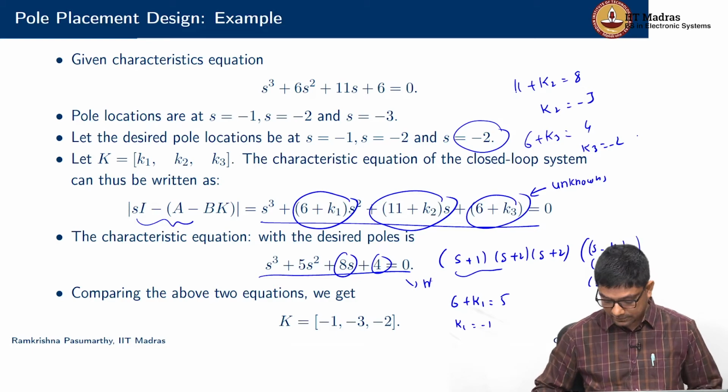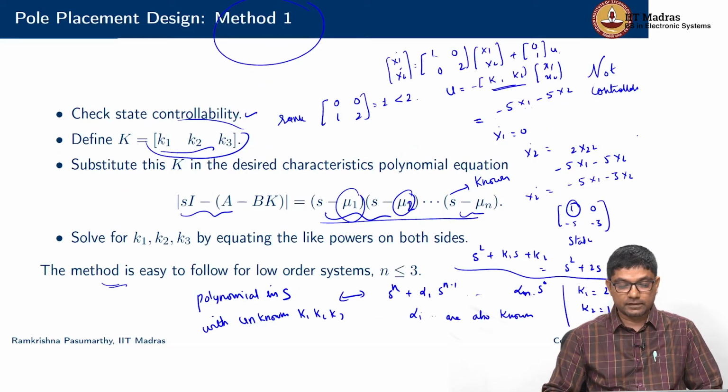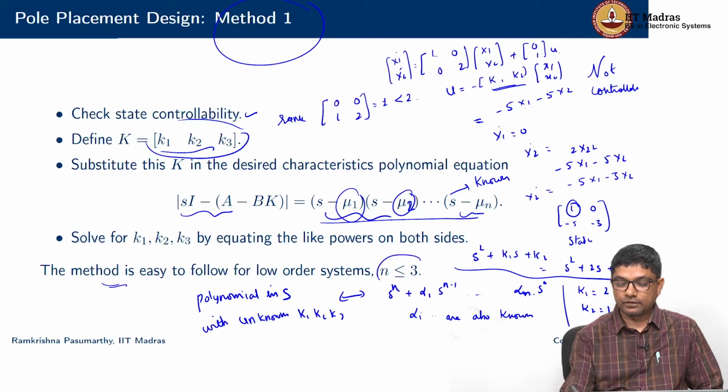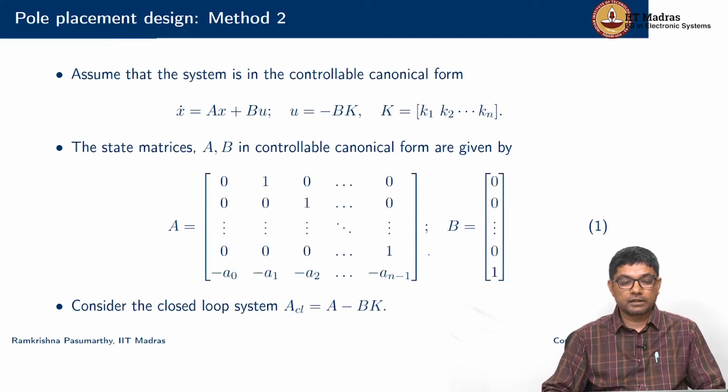Right? That's the simplest of all pole placement methods. We are just equating the two characteristic equations, right? And of course, for lower order systems, I can do this. What if n is 7 or 8? The mechanical process becomes rather cumbersome.